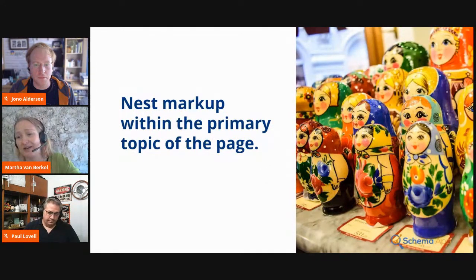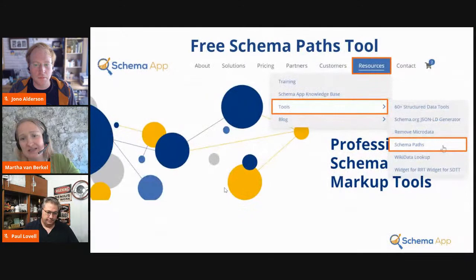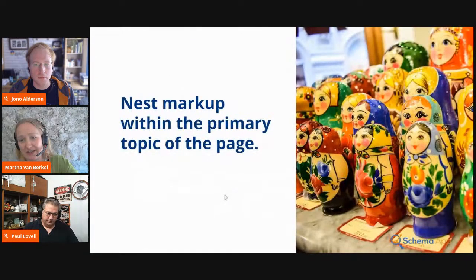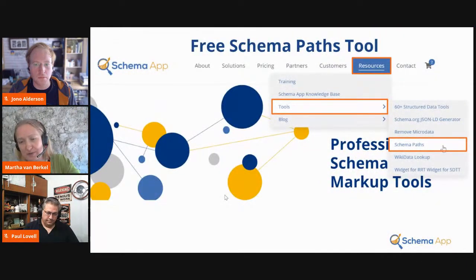Within the primary topic of the page. And what this means is figuring out how they're connected. There's a free tool on our website called Schema Paths. You can find it under resources, tools, Schema Paths, or just Google Schema Paths.